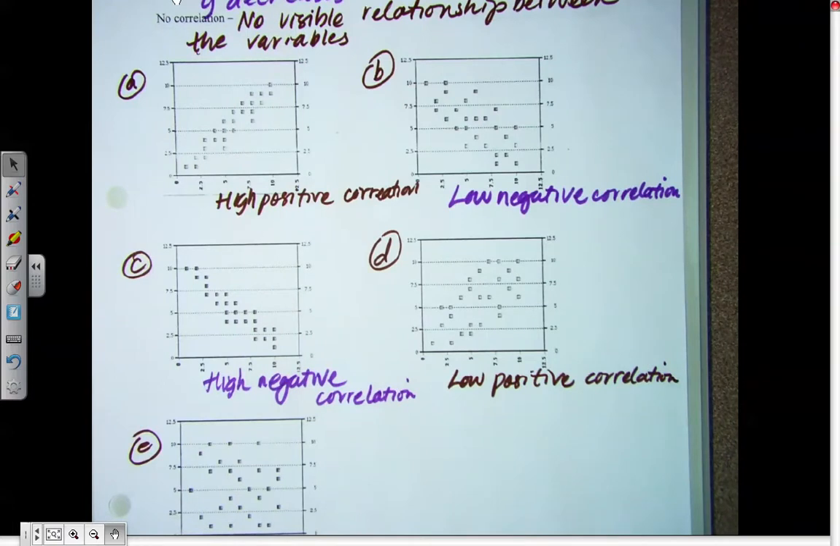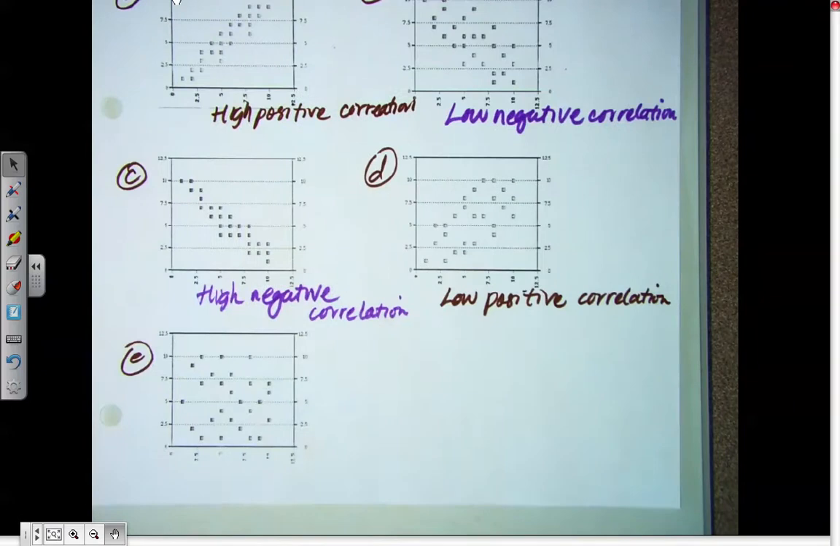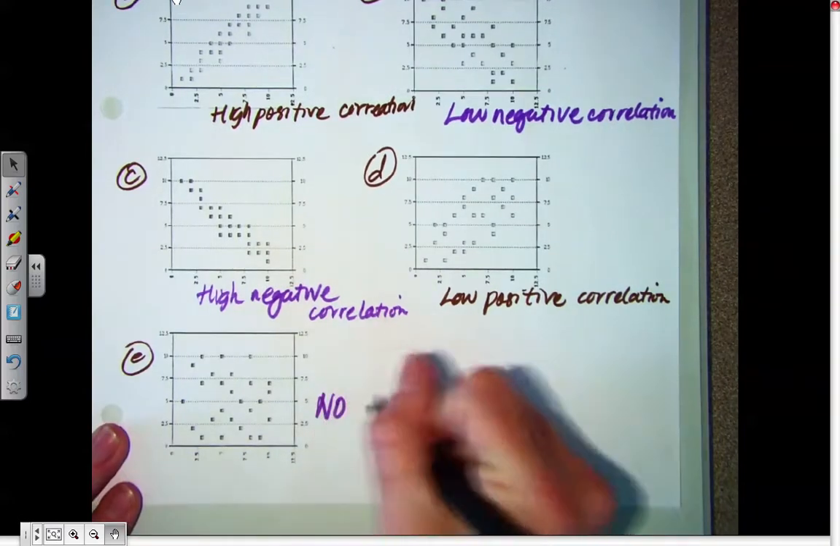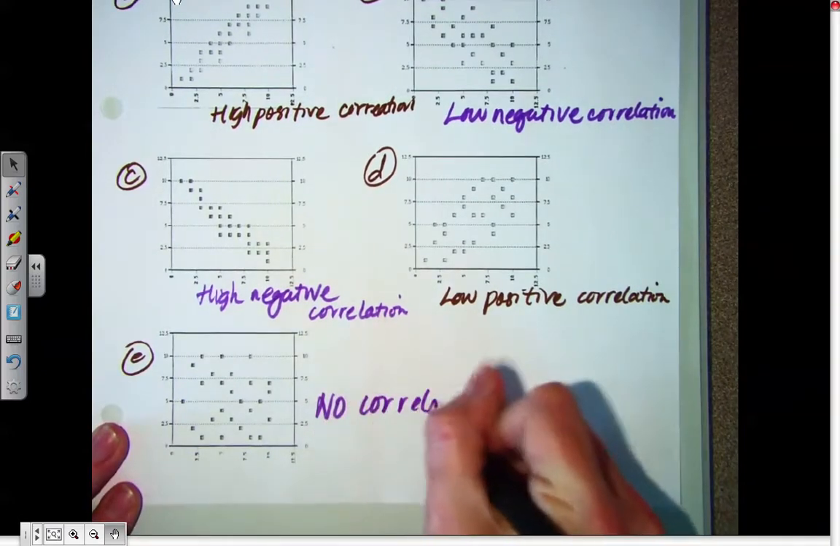All right, in E, there is no correlation.